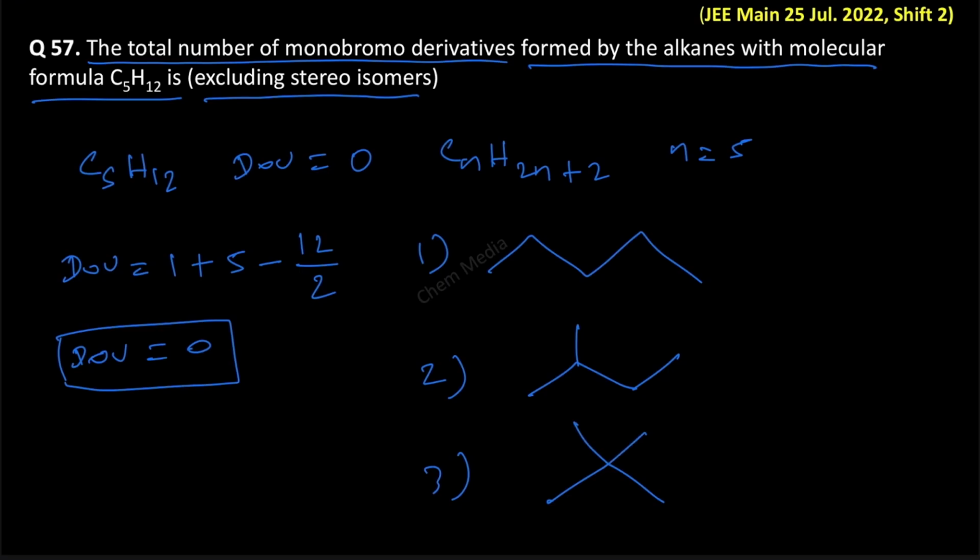So these are the 3 isomers that we can write for C5H12. Now at each place we have to remove one hydrogen and put a bromine, because they are saying monobromo derivative, and then see how many structural isomers we are getting. If there is a chiral center, we just have to ignore it. Let's do this one by one.